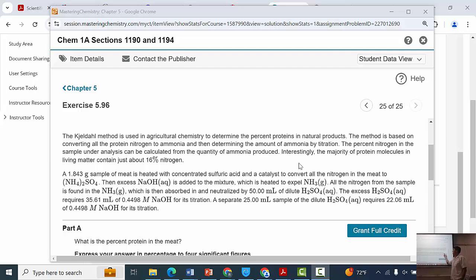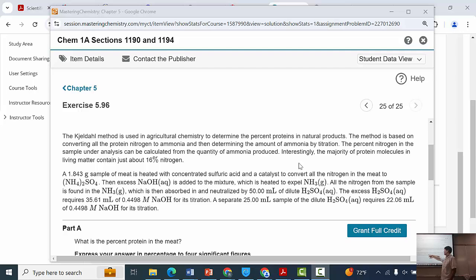All the nitrogen from the sample is found in the ammonia. So what we can do is figure out how many moles of nitrogen that was, which is then absorbed in and neutralized by 50.00 milliliters of dilute sulfuric acid. They're just going to titrate the aqueous ammonia solution with sulfuric acid. The excess sulfuric acid requires 35.61 milliliters. Okay, so what are we doing here?